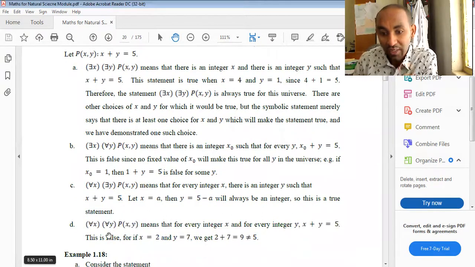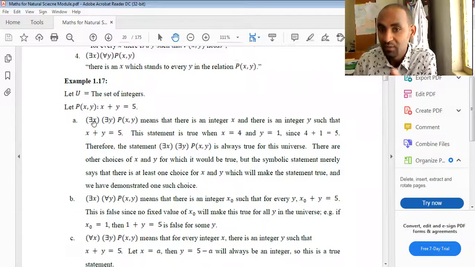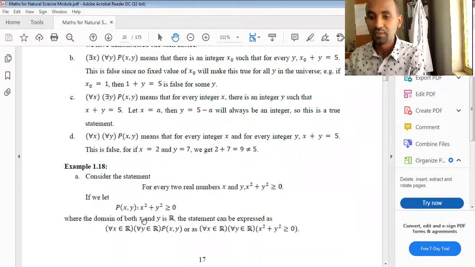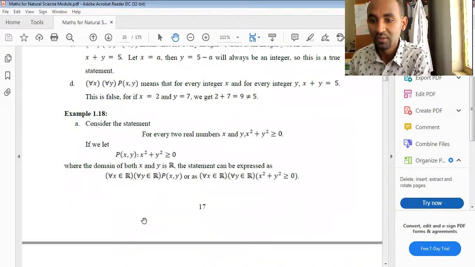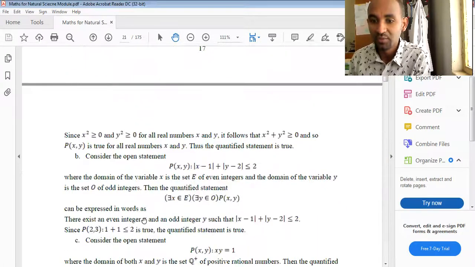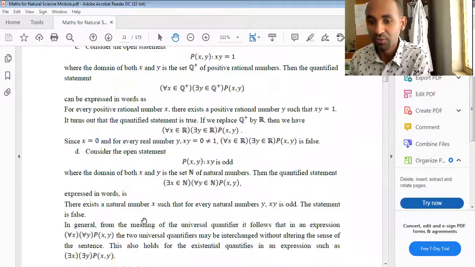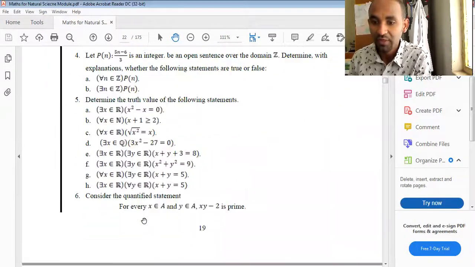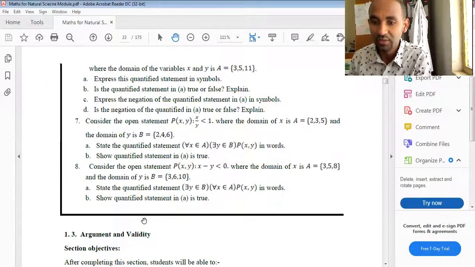The last one, for all x and for all y, the property p of x, y is satisfied. That's not true. If you take random x and random y, for example, if x is 10 and y is 10, 10 plus 10 is 20, it's not 5. So for all x and for all y, it's not true. This way, you can decide whether a quantified statement is true or false. So these are more interesting examples, and you have exercises on pages 19 and 20.